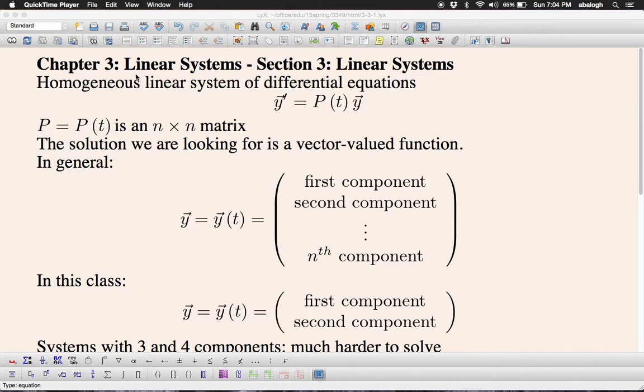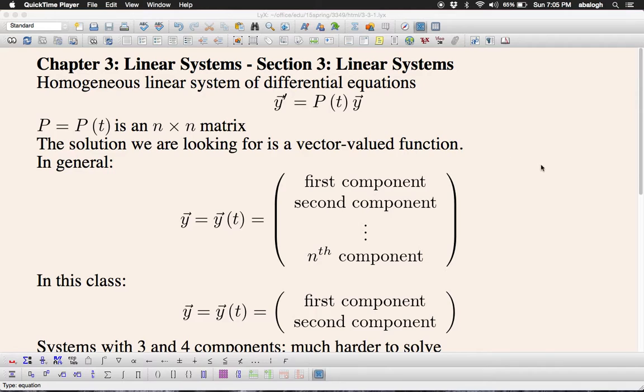We are in chapter 3, linear systems, and the section number is also 3, and the title is also linear systems. We consider a homogeneous linear system of differential equations written in the form of y prime equals P of t y, where P is an n by n matrix with entries that might be functions of time.